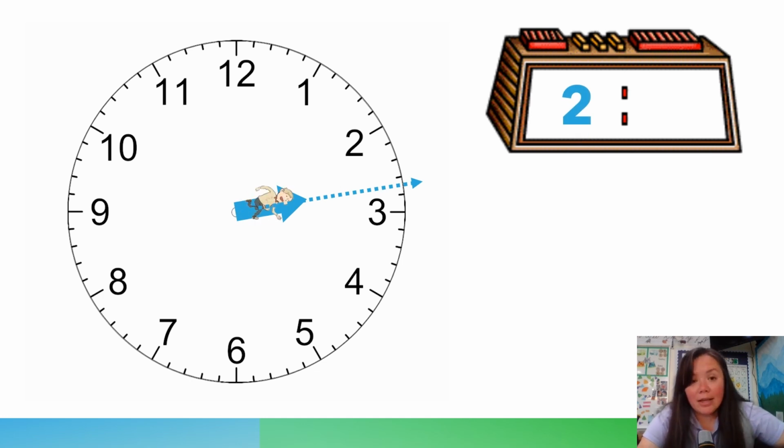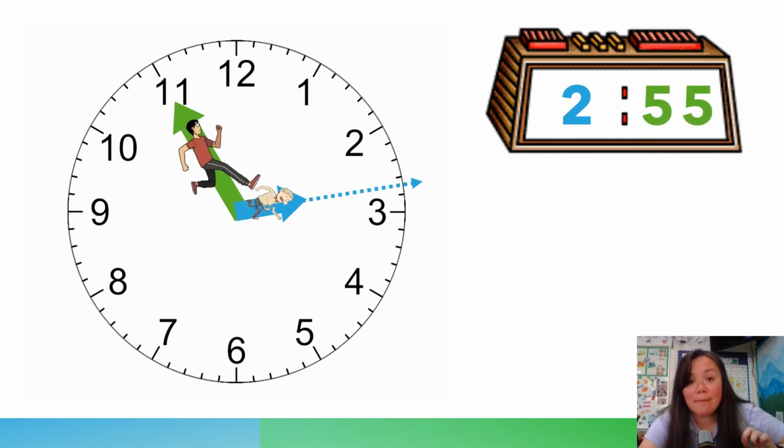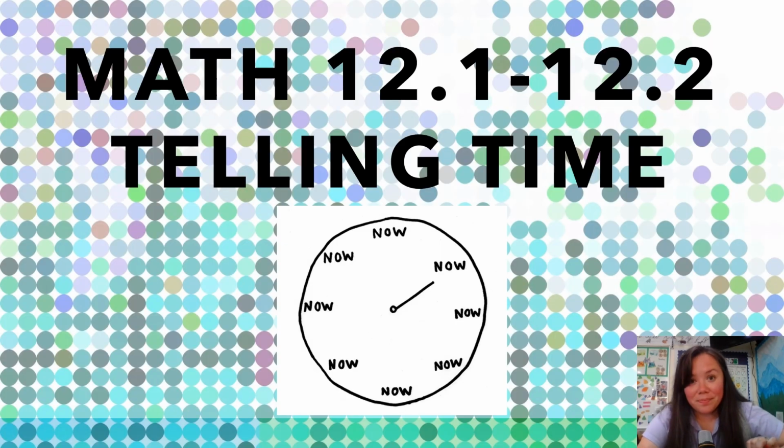And now I can go on to my minute hand. And he's just been running and running and running. And if he's on the 11, I can multiply that by 5. 11 times 5 is 55, and my time right here is 2:55.